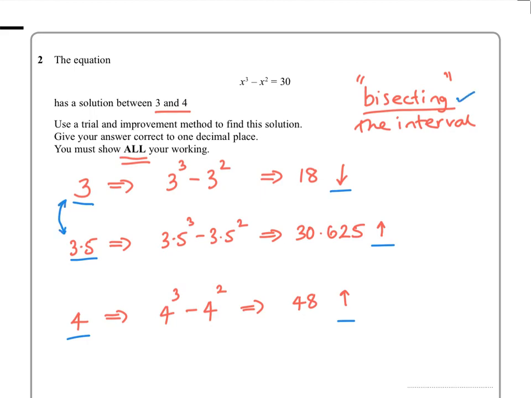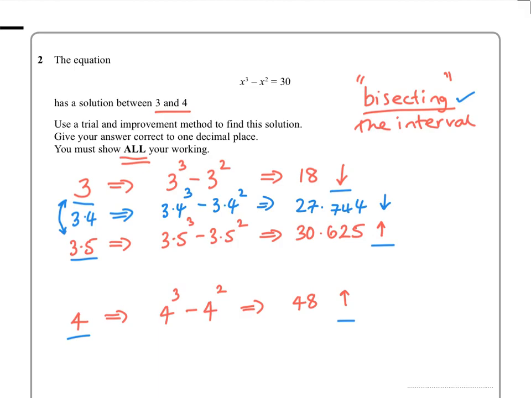Now you could choose 3.25 halfway, but why not just take it a little lower and do 3.4 and see what that gives? The reason for this is that 3.5 was very close. So 3.4 cubed minus 3.4 squared, that gives 27.744, which is not enough.